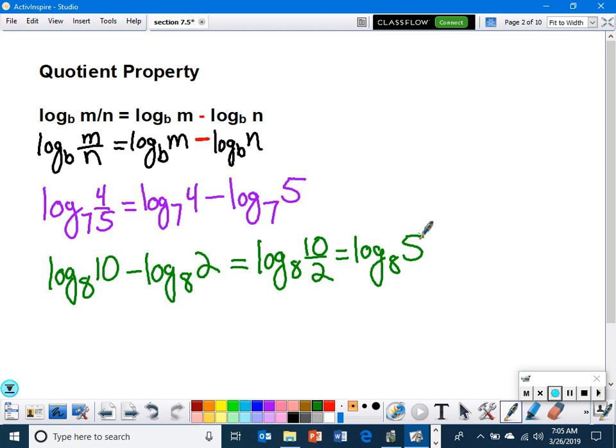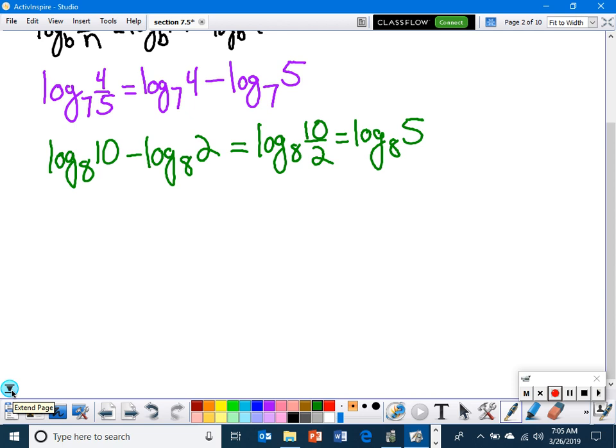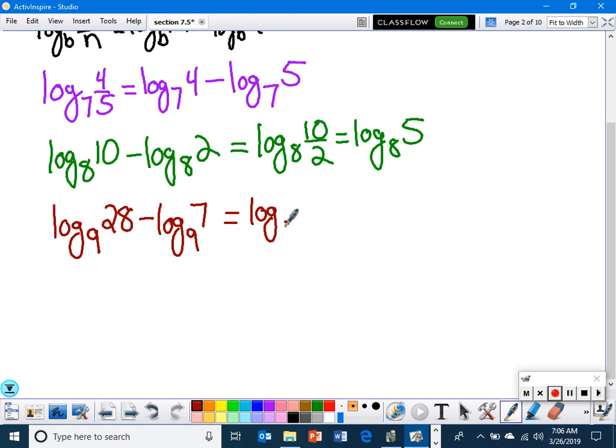Now let's do another one. Let's say we have log base 9 of, let's say 28, minus log base 9 of 7. That can be written as log base 9 of 28 over 7. Let me fix that. There we go. So that would be the same as log base 9 of 4.